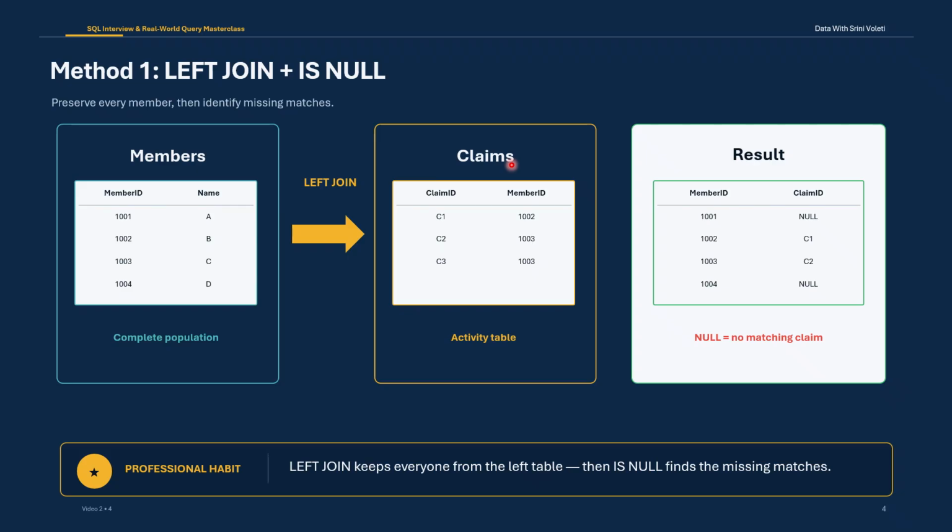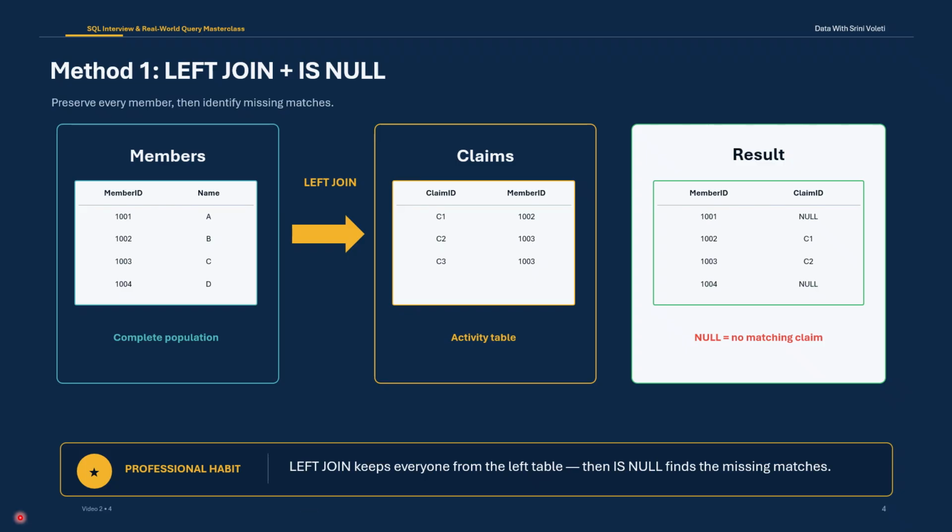This method is especially useful when you want to preserve the population and also inspect columns from the activity table during troubleshooting. The professional habit is simple. Left join keeps everyone from the left table. Is null identifies the missing matches.